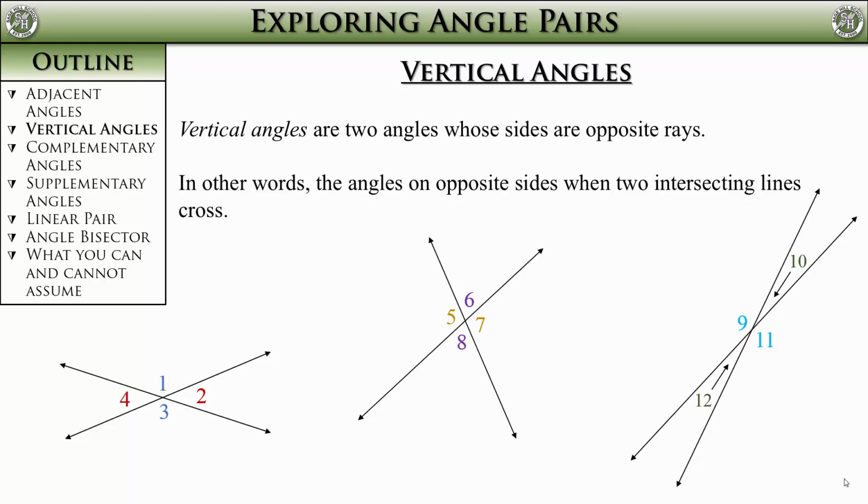Now a quick word about the misleading name. Angle 1 and angle 3 seem to be clearly what most would think of as vertical. But what about angle 2 and angle 4?